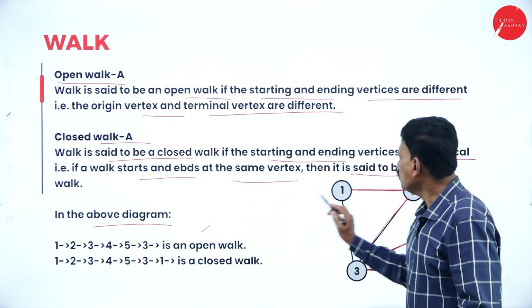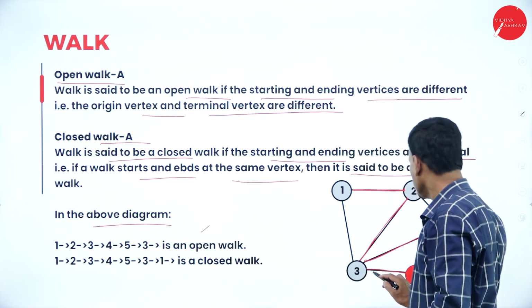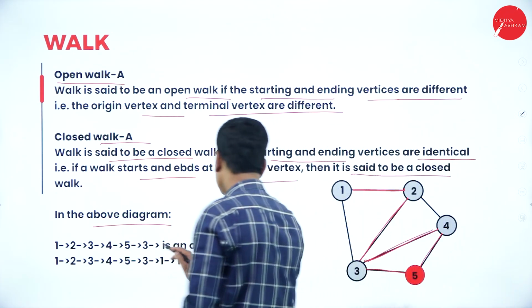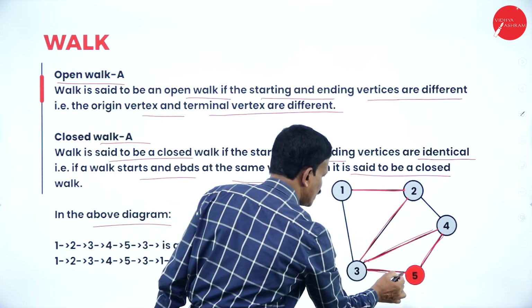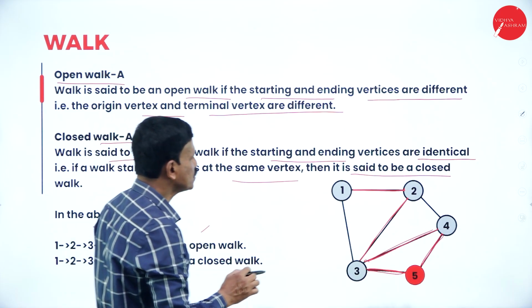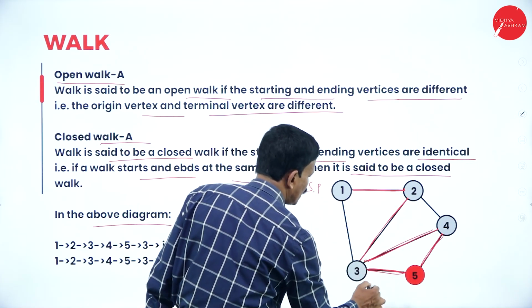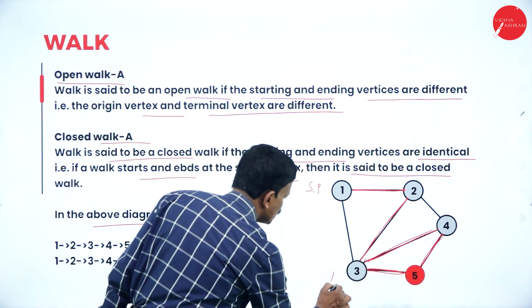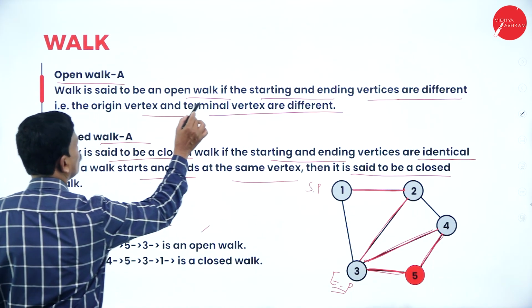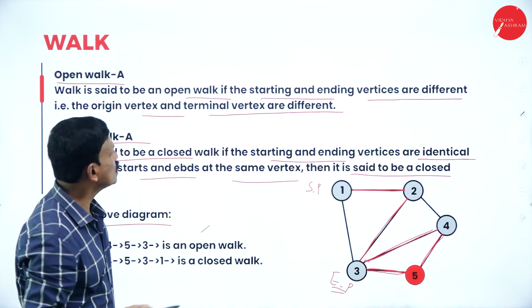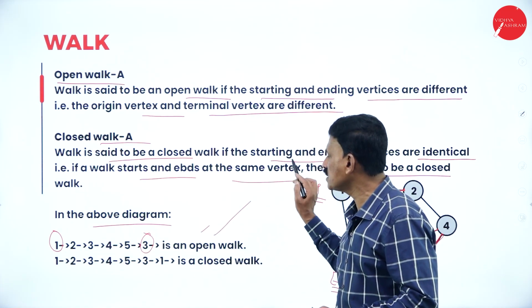See here, 1 to 2, again 2 to 3, again 3 to 4, then 4 to 5, and again 5 to 3. That's it. So here the starting and the ending points are different. The starting point is 1 and the ending point, the terminal point, is 3. Therefore, this is an example for an open walk, in which the starting and ending vertices are different.